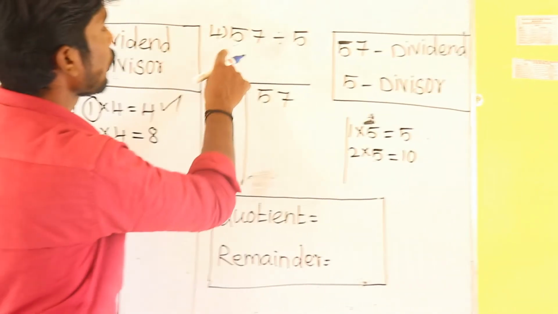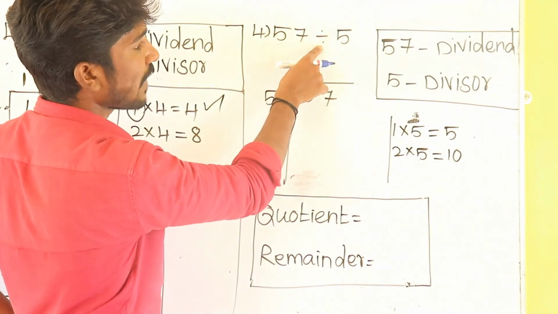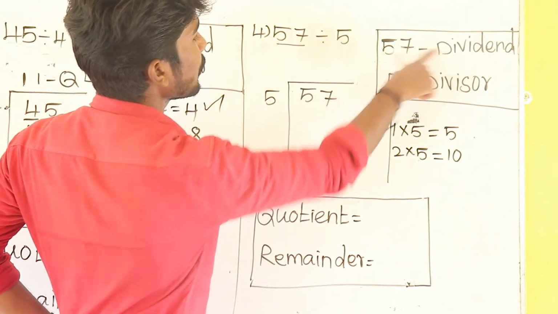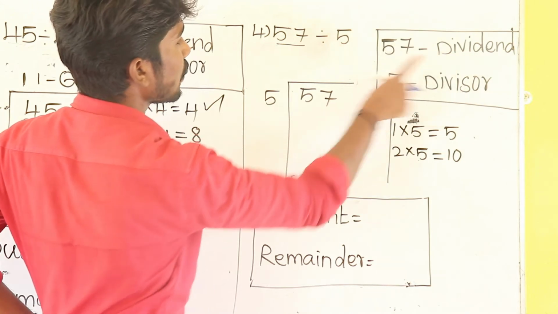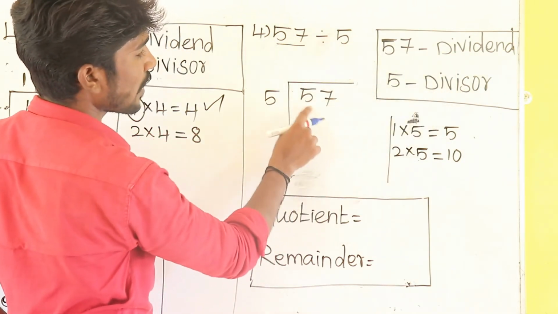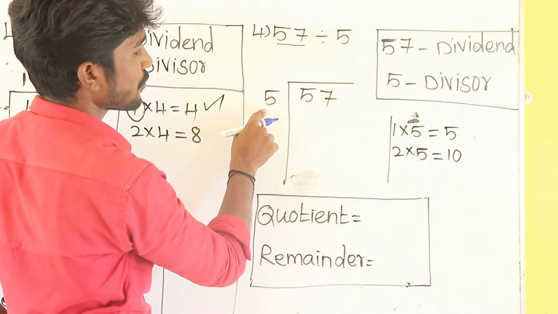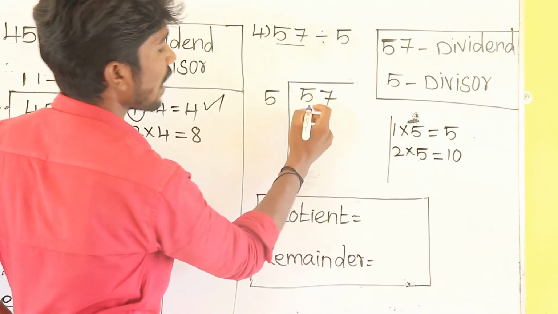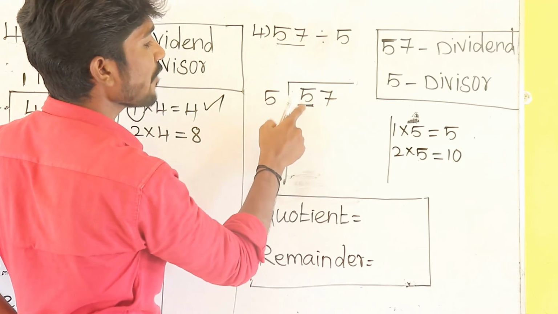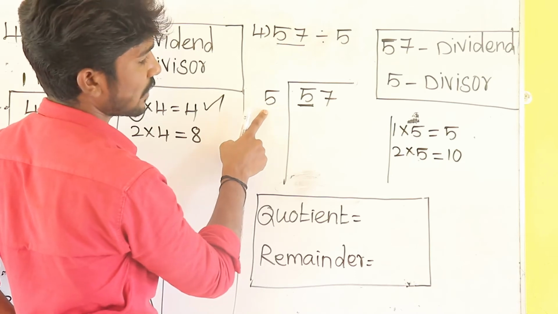Next, the fourth sum: 57 divide 5. Here 57 is the dividend value, and 5 is the divisor. So write like this. First, I will select the first number, 5. So how many 5s are 5? Here 5 is the dividend value, and here 5 is the divisor.